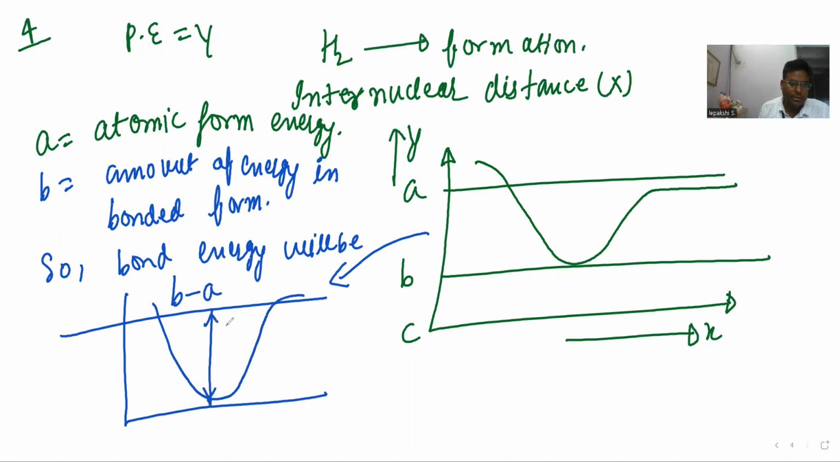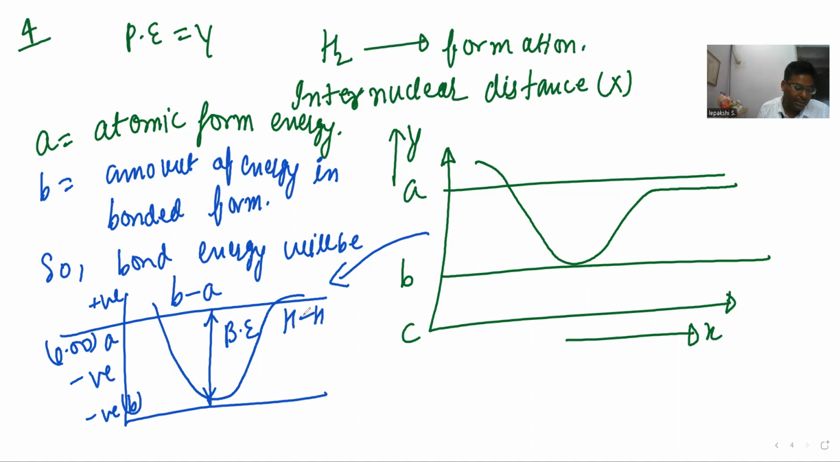This is your bond energy, right? This is the A value, that is equal to 0.00, positive. This is your negative value. This is negative B. This is the formation of H2.